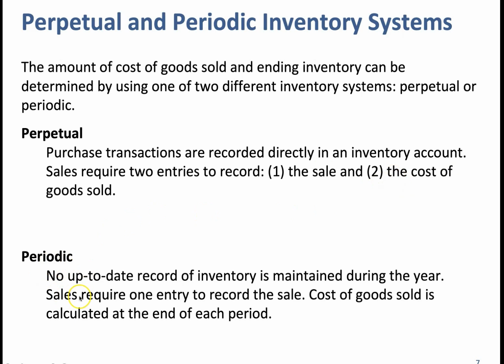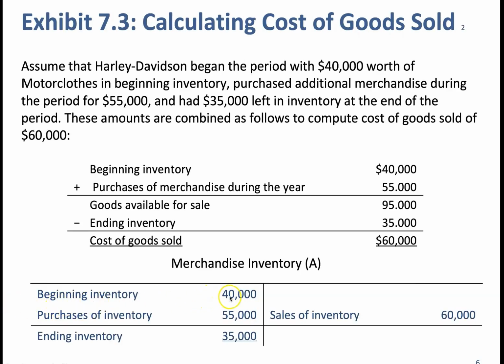Another way to keep track of the inventory is called periodic. In a periodic system, the accountants do not keep track of purchases or sales. They don't keep track of their inventory at all during the period. But at the end of the period, they count their inventories. They know the beginning inventory, they know how much they purchased during the period, and they count the ending inventory, so they find the cost of goods sold.